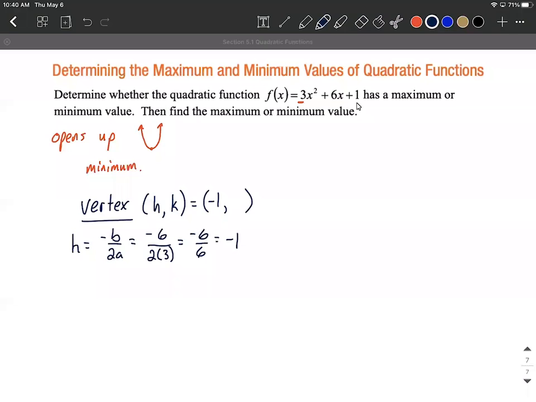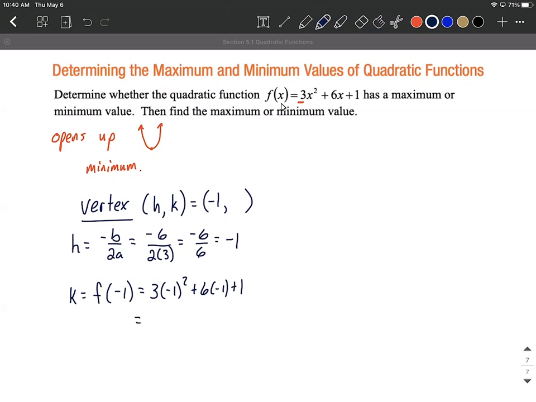We need a y value to go with this. Well, it's actually pretty easy to get the y value. All we need to do is take our x value and plug back into the function with that x value. So we're going to replace each of the x's in our function with negative 1. So 3 times negative 1 squared plus 6 times negative 1 plus 1.